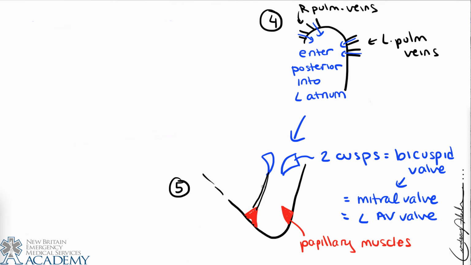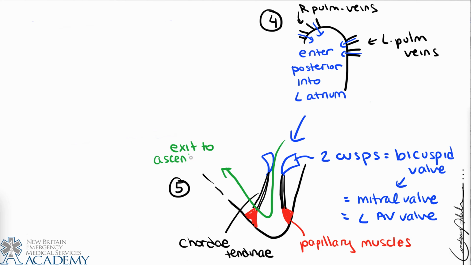Similar also to the right ventricle, the cusps are anchored by papillary muscles and chordae tendineae for the very same reason, so that we don't allow backflow of blood through the heart. Now the blood is going to flow from the left ventricle into the aorta. And so here's our aorta.